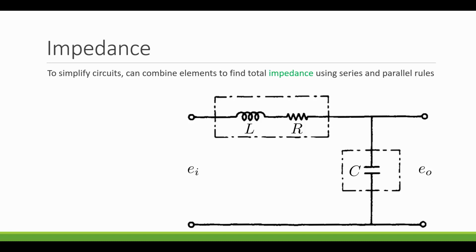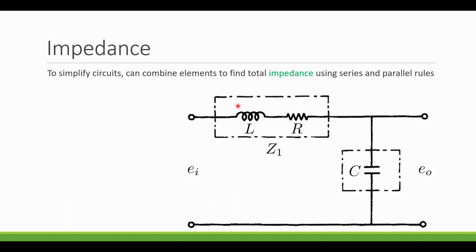So here we have a circuit where we have the inductor and the resistor in series, and then it comes down and there's a capacitor, and we want to find the voltage across the capacitor here. It's a very simple example of what we might do. So what we can do is group together the inductor and the resistor as a single element, and we would say that it has an impedance of Z1. Now I need to calculate what impedance Z1 is.